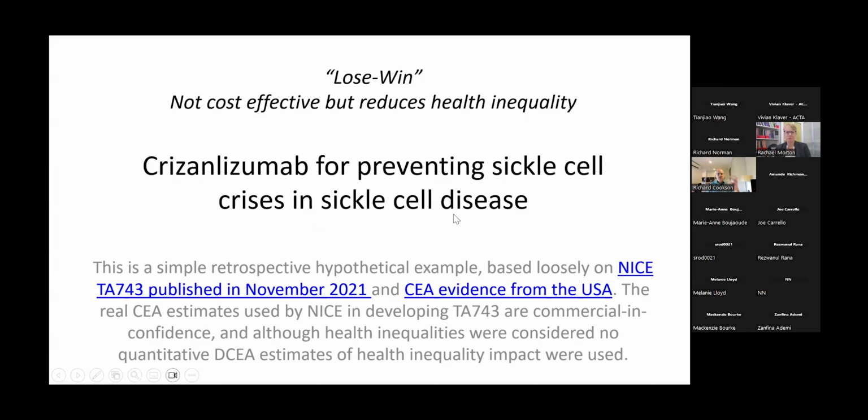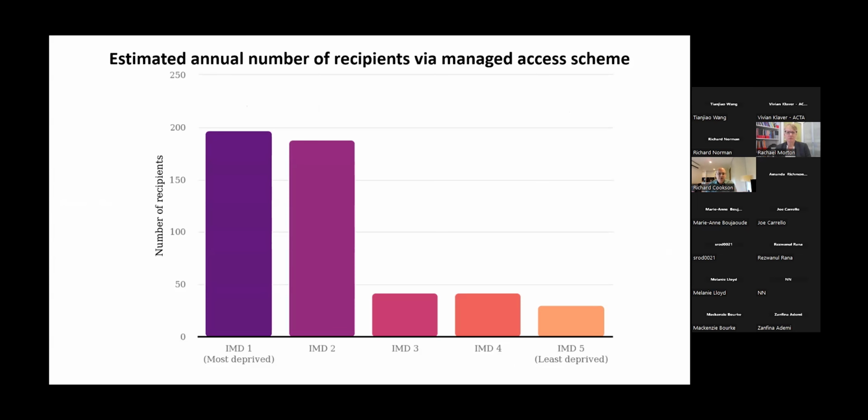So here's a treatment for sickle cell disease. This is not one of the new, fancy, expensive but very effective gene therapy things for sickle cell, which are coming out. This is one of the earlier generation. Basically, it's the same old story. It wasn't cost effective, but it did reduce health inequality. And why does it reduce health inequality? Well, this is the prevalence distribution of sickle cell in England, by deprivation. This is area neighbourhood deprivation.